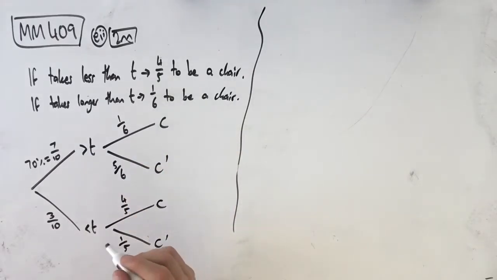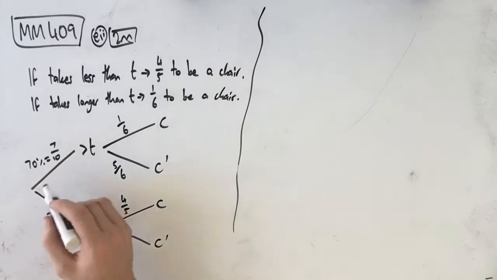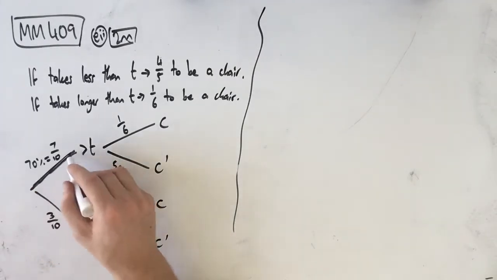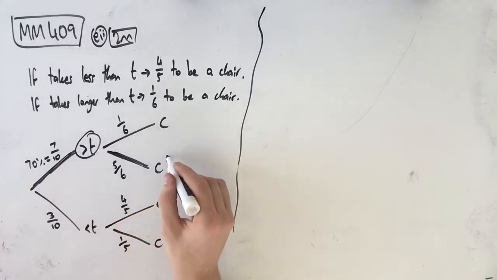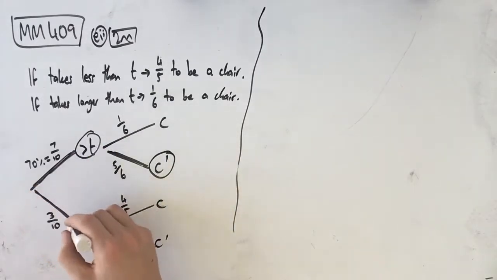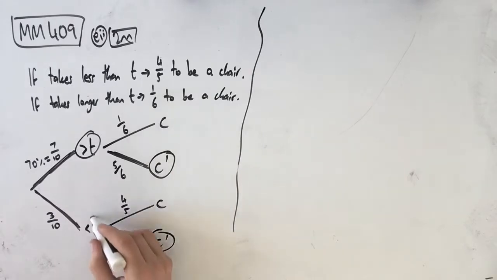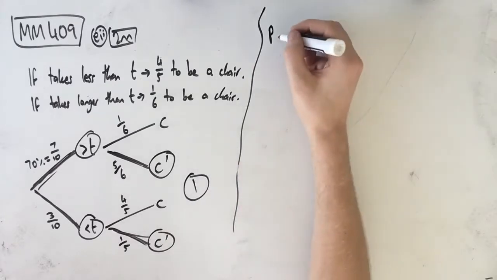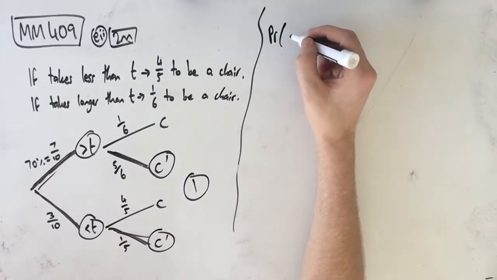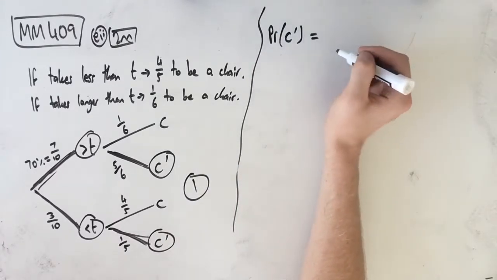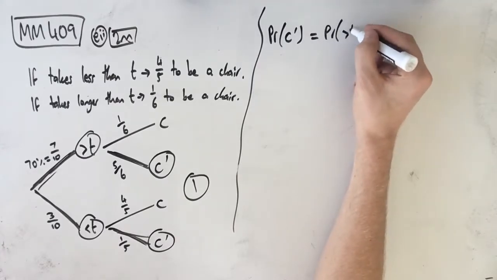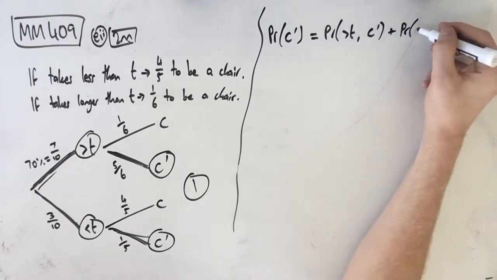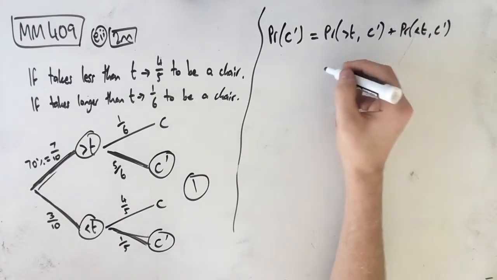Awesome. So now we're looking for the probability that it is not a chair, right? So there's two pathways it could have taken there. It could have taken longer than t and then not been a chair, or it could have taken shorter than t and then not been a chair, okay? And actually, this is your first mark doing this tree diagram. So we're looking for the probability that it's not a chair, which is the probability that it took longer than t and isn't a chair, plus the probability that it took less than t and is not a chair.